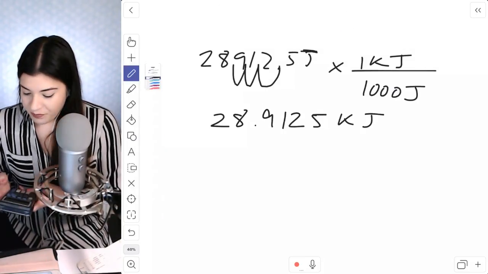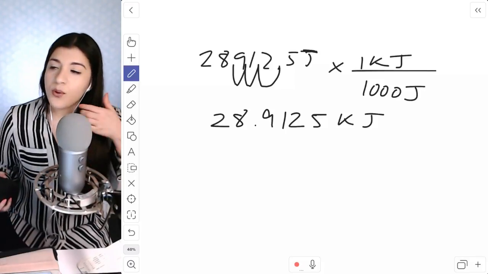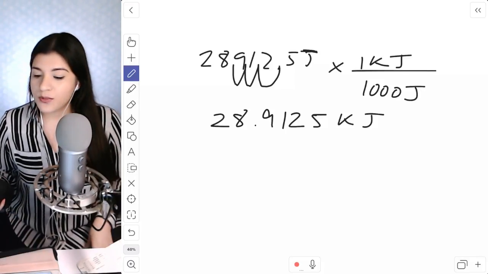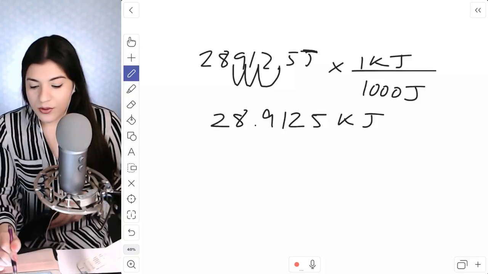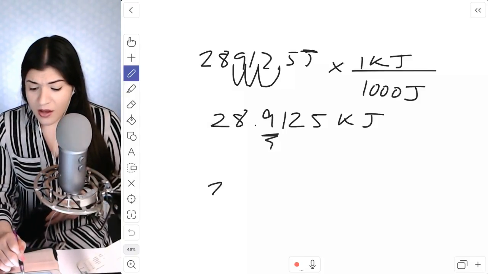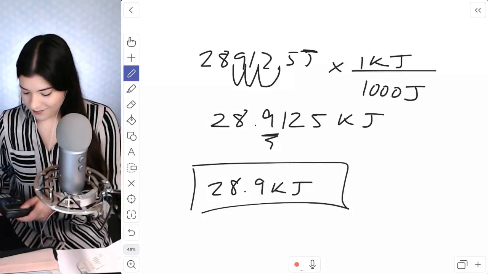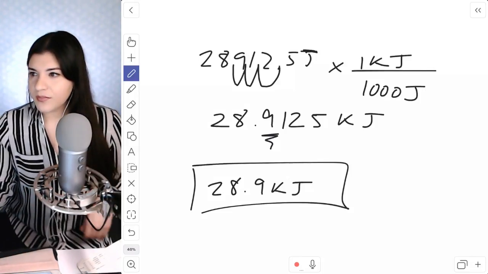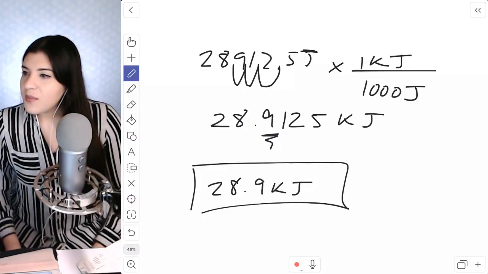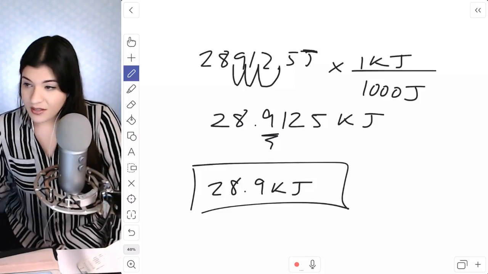So looking at our sig figs, the lowest amount that were provided in this question was 3. So I would round to 3 sig figs and stop at that 9. So really 28.9 kilojoules would have been our answer. Okay. And let's move on to the next question.